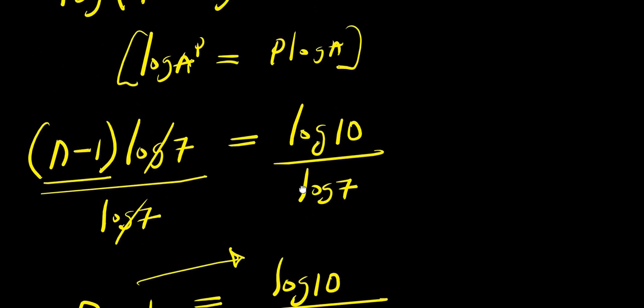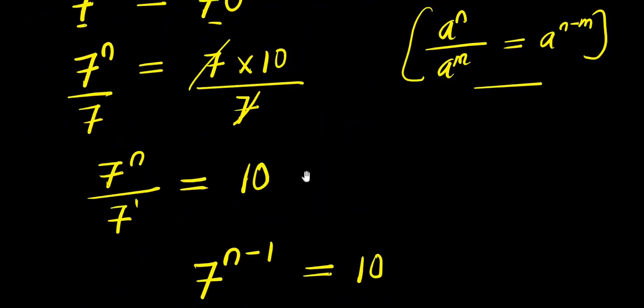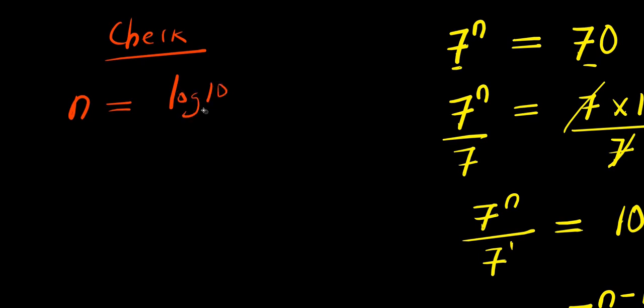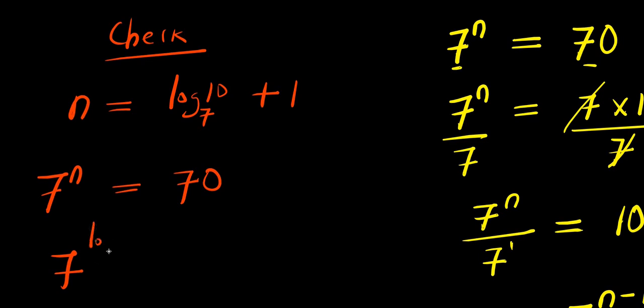Now, what we can do is to insert this particular value back to the original equation, and let's check if it's going to satisfy the equation. I have check n equals log 10 to the base of 7 plus 1. So we are going to insert that here. We have 7 power n equals 70, meaning 7 power log 10 to the base of 7 plus 1 equals 70.